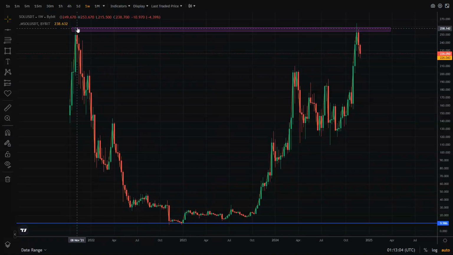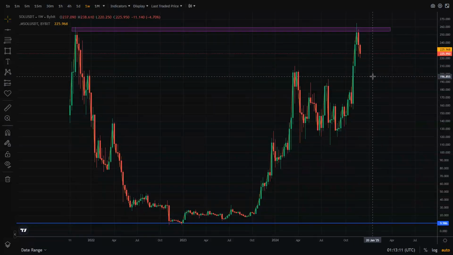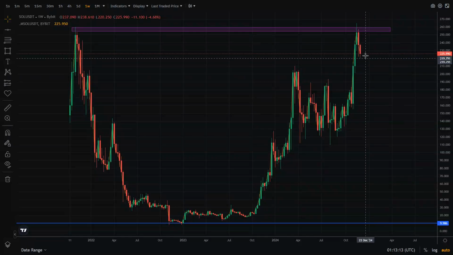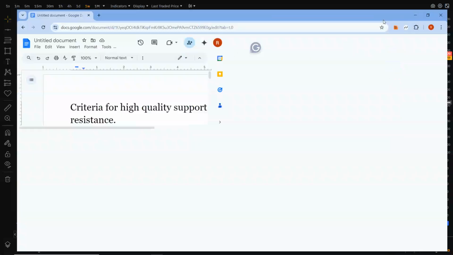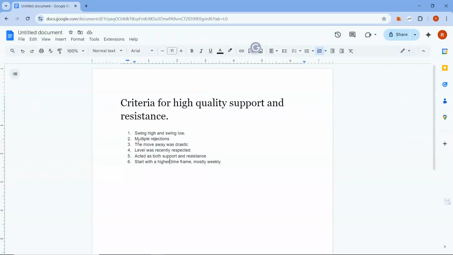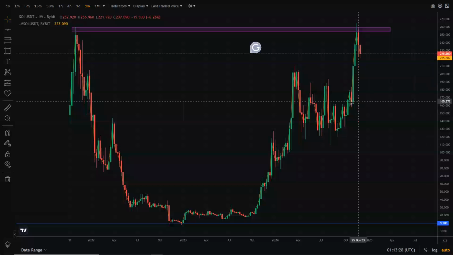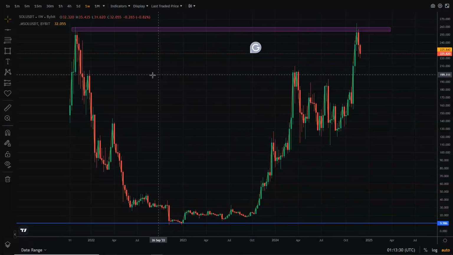Now, when the price gets to this level, you see that it reverses drastically. And it gets to this level, it reverses drastically. So you keep that point. Next, remember, these are still our criteria. We are still trying to bring out our criteria. Multiple rejections. The move away was drastic. It means that when it moved away from that level, it moved drastically.